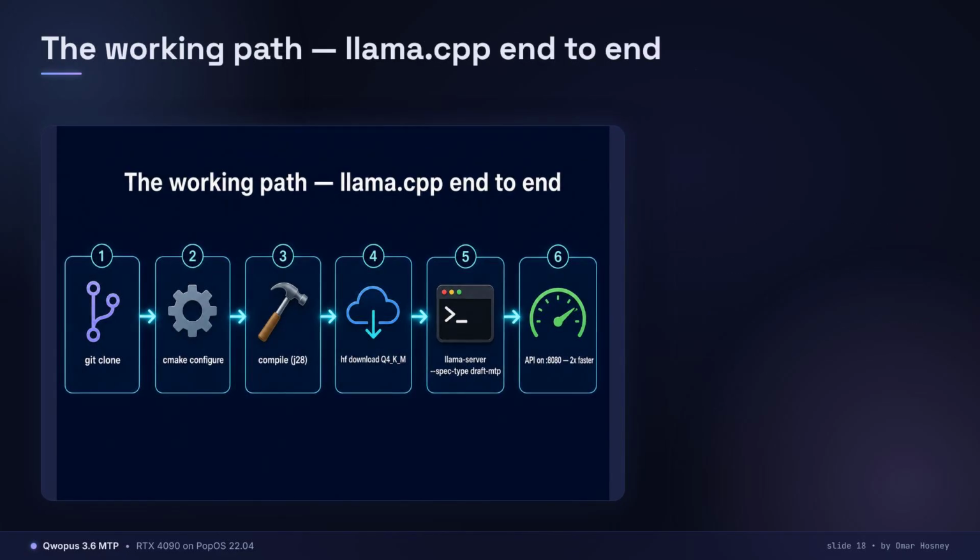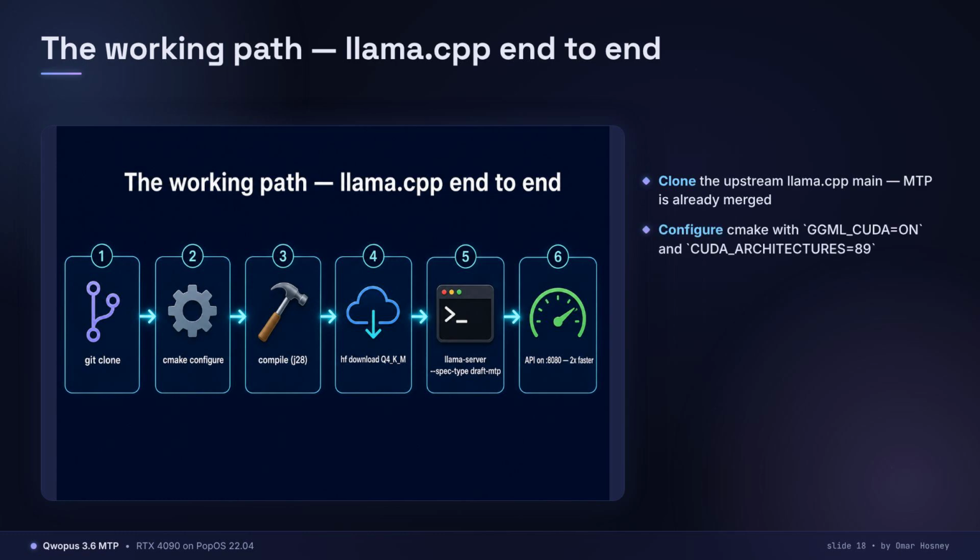So this is the path that actually works. 6 steps end-to-end. Clone the upstream llama.cpp main branch. MTP support landed there in May 2026 and has been stable since. Configure CMake with the CUDA backend enabled and the RTX 4090's compute capability, 89, pinned in. Compile in parallel, which uses every core on your CPU.